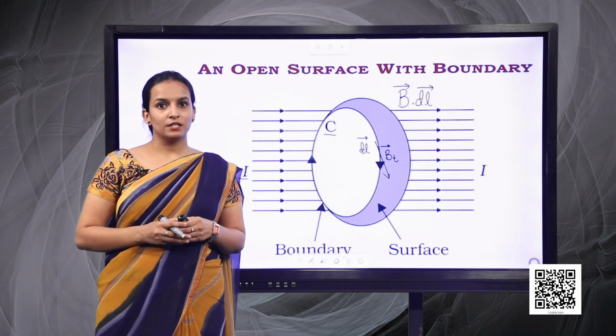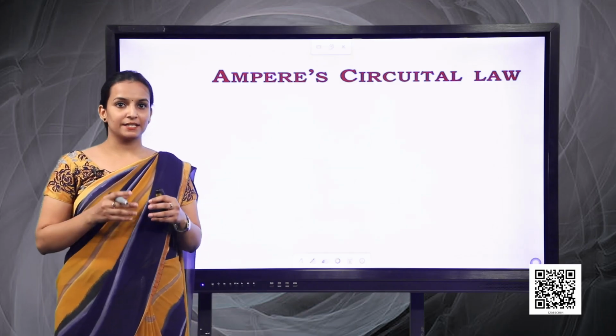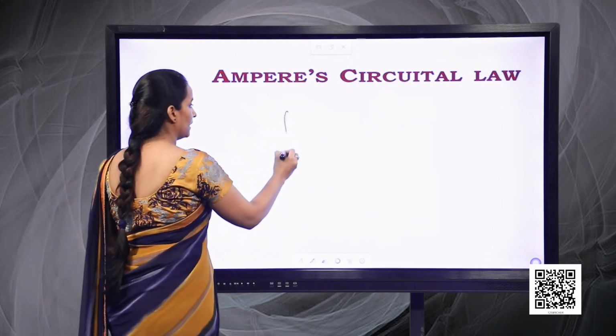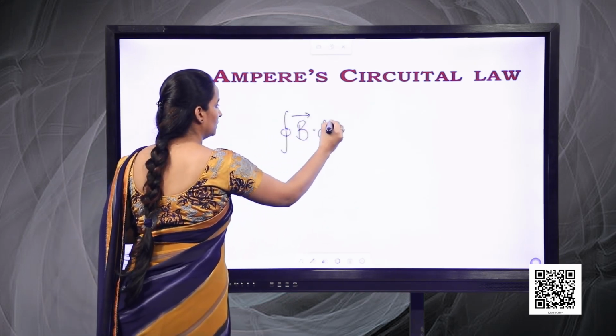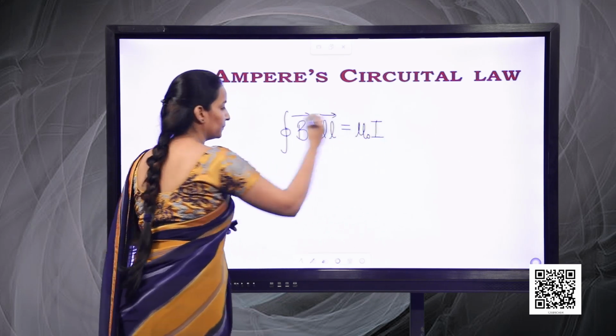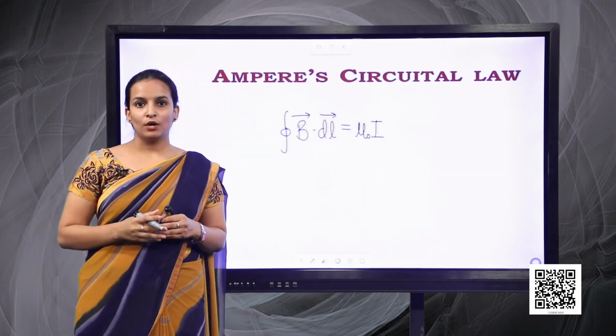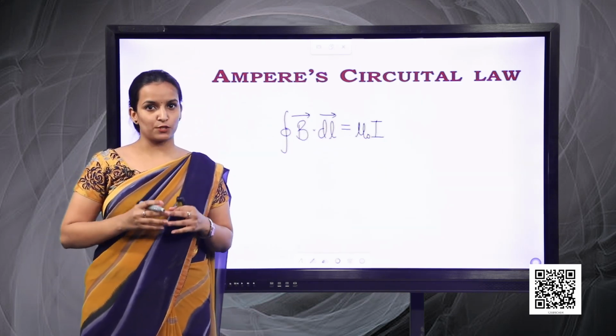Now we will state the Ampere-Circuital law. Ampere's law states that the integral of B dot dl is equal to mu naught times the total current passing through the surface. Mathematically, it can be represented as the integral of B dot dl equals mu naught I. So, this is how we can state the Ampere-Circuital law and write its mathematical expression.